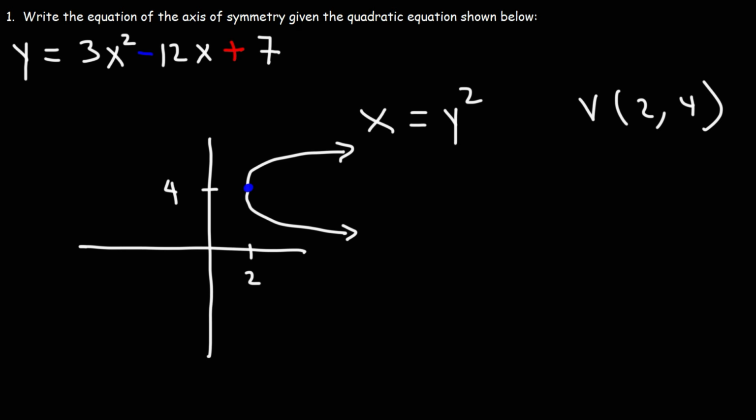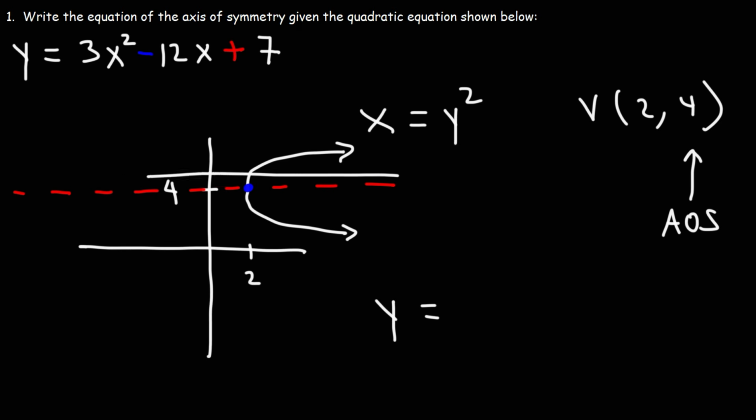And the line that's going to split the parabola into two equal parts is going to be a horizontal line, a horizontal dashed line instead of a vertical dashed line. So in this case, the axis of symmetry is going to be the y value as opposed to the x value when it opens left and right. So the axis of symmetry will be the equation of this horizontal line, and that's y equals 4. So make sure you understand that key difference.